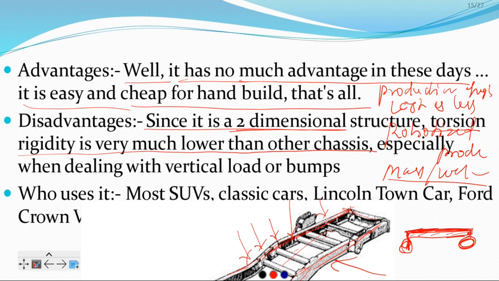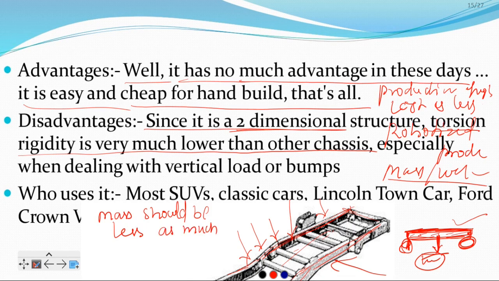If you are increasing the strength of this frame, what can you do? You can select a heavier material. In that case, the self weight of this object will increase. From an engineering point of view, that is not good. So what we are looking for in engineering, I am writing here: mass should be as less as possible, and strength should be high.